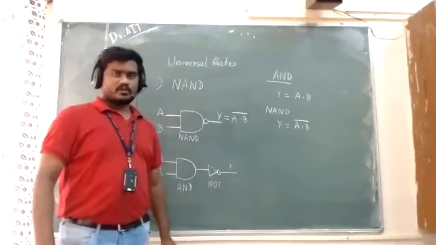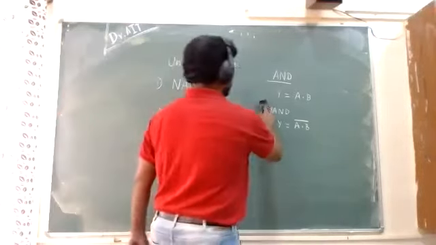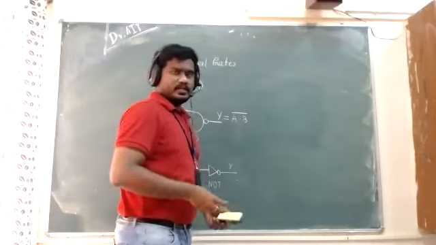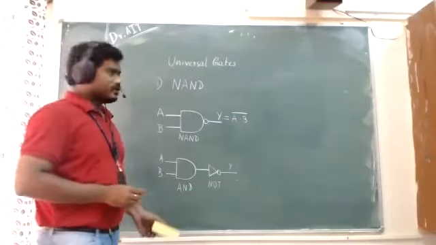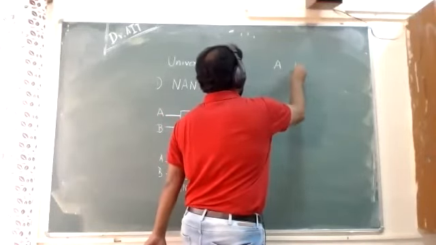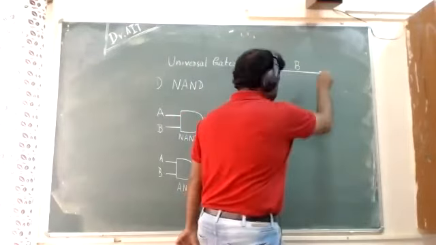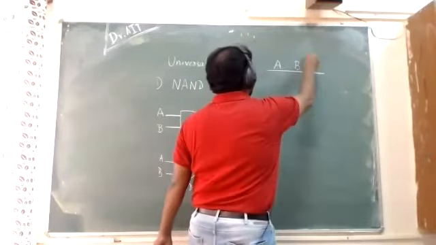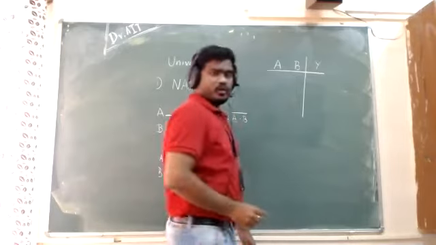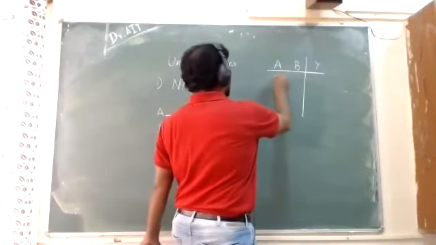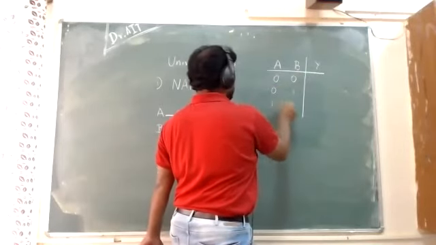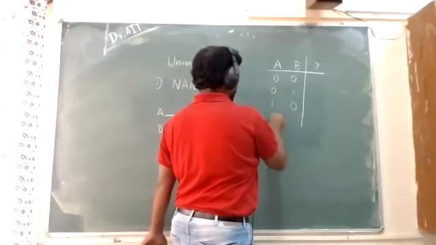Now I will draw the truth table for this gate. As you know, the output is the complement of the AND gate. In the truth table, I have two inputs. If you have two inputs, then there are 2 to the power of 2 combinations, which means you have 4 input combinations. Those 4 input combinations are 0 0, 0 1, 1 0, and 1 1.